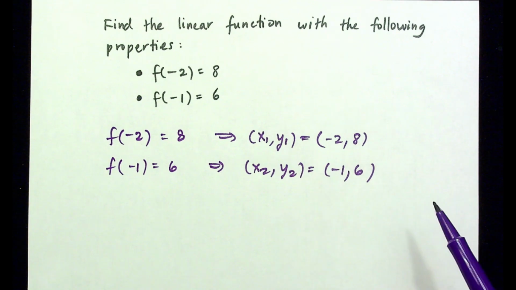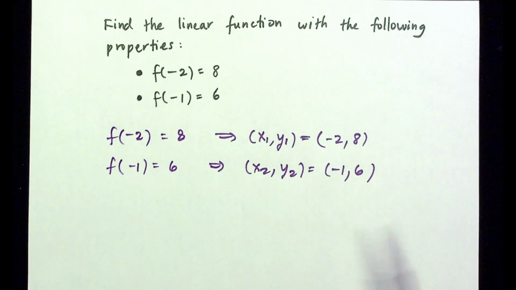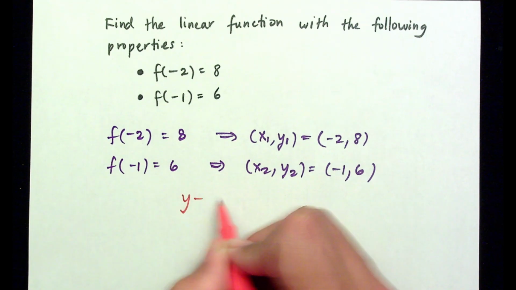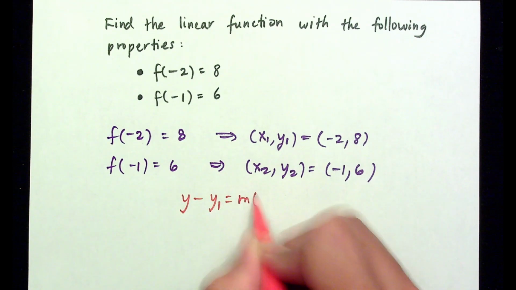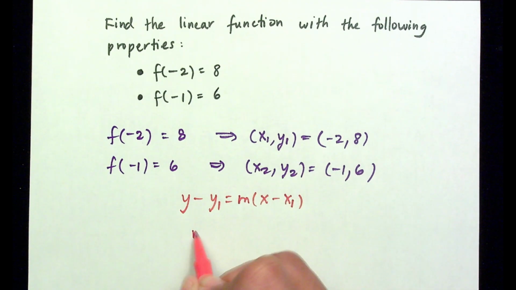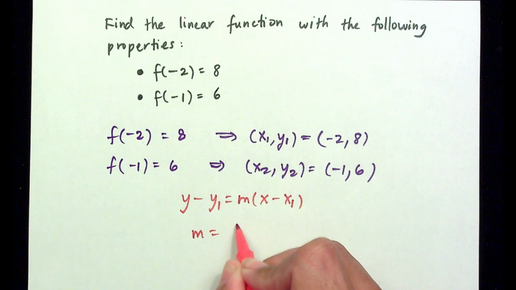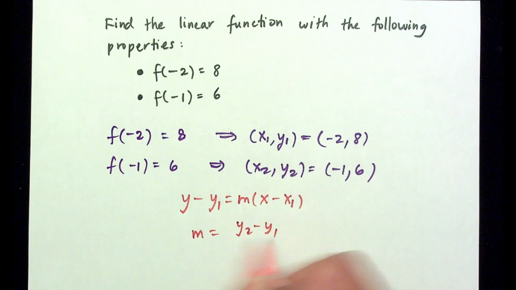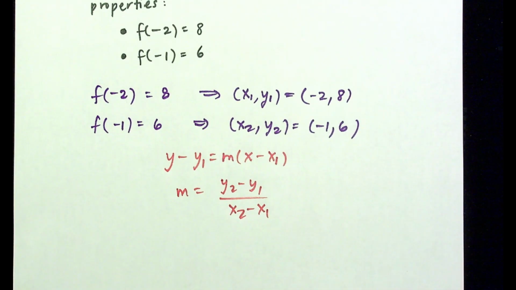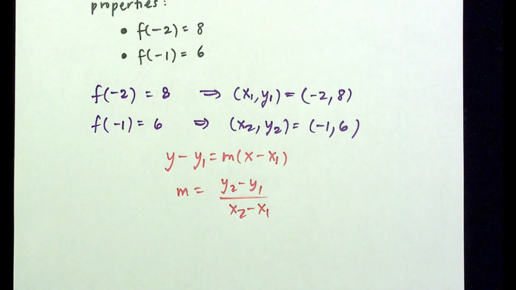So how do you do that? Well, we're going to use the formula y minus y1 equals m times (x minus x1). And the formula m equals (y2 minus y1) over (x2 minus x1). We have two points. The first thing we need to do is find the m. So let's find the slope. Let's plug in our numbers.